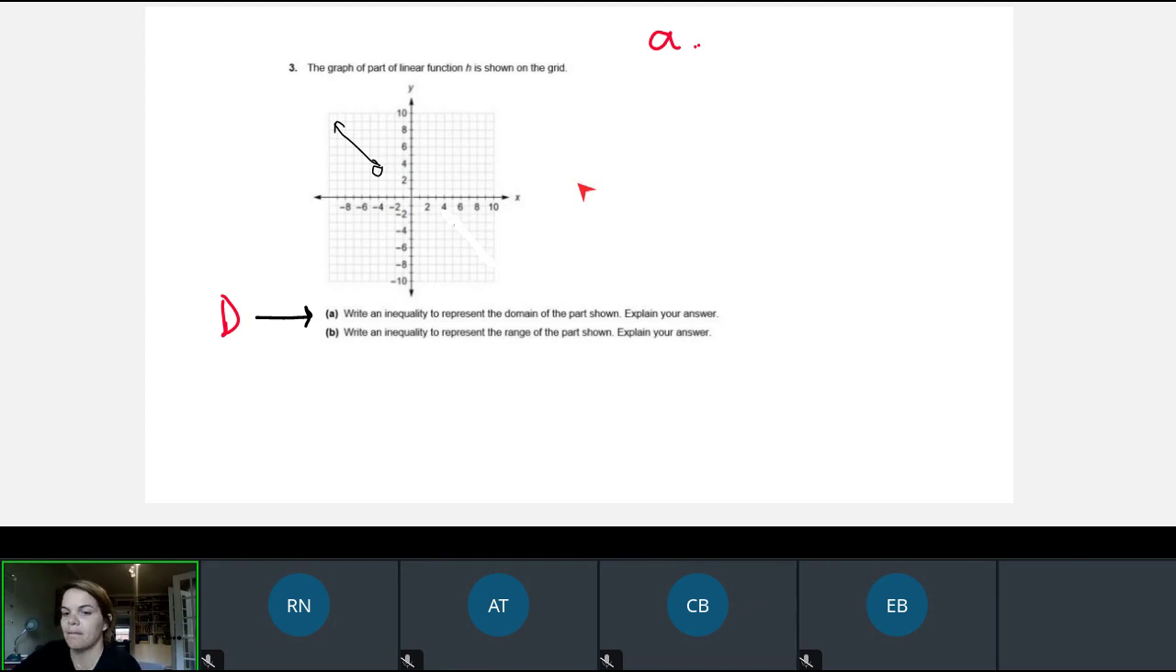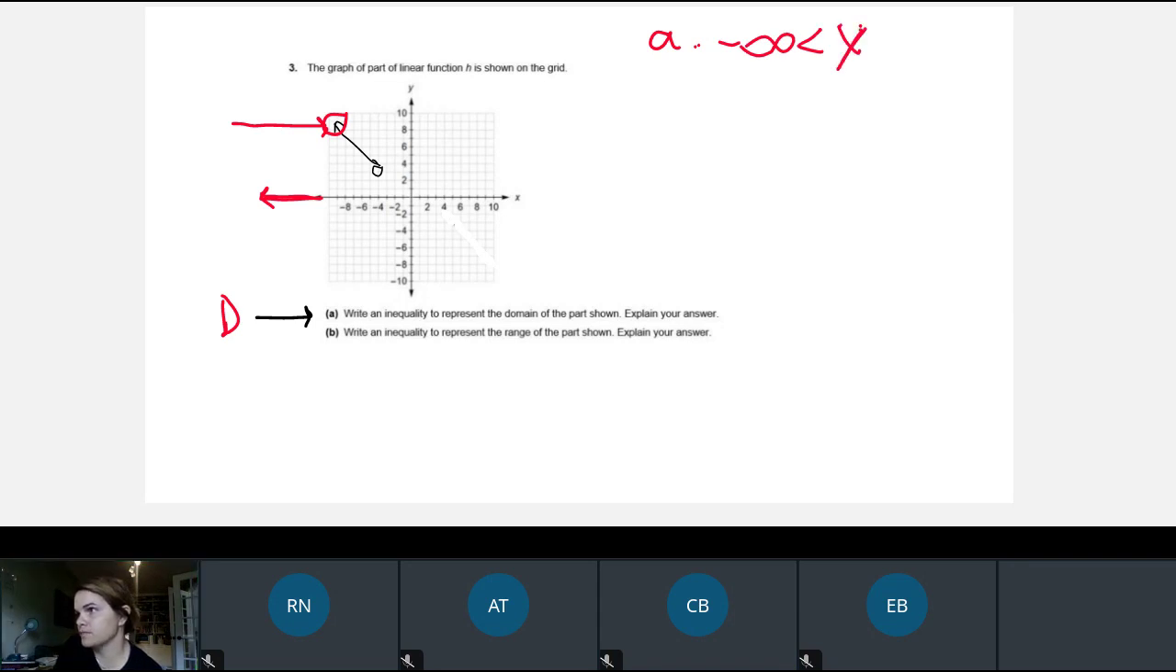Domain runs left and right. So for domain, I'm going to start at the far left side of my graph. This is the very first point I hit my graph, but it is an arrow. An arrow means it continues on. So looking at the x-axis, if this were to continue on forever, it would go to negative infinity. Again, we're talking about x values.